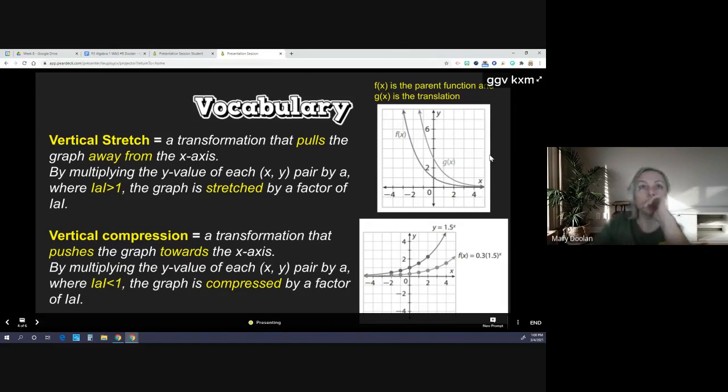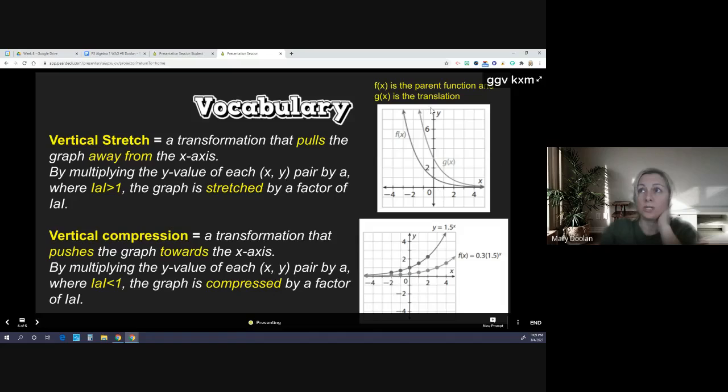Okay, so when we talk about stretching and compressing graphs, we can do that. And so this is some vocabulary. A vertical stretch is a type of transformation that pulls the graph away from the x-axis by multiplying the y value of each xy pair by a, where the absolute value of a is greater than 1. The graph is stretched by a factor of the absolute value of a.